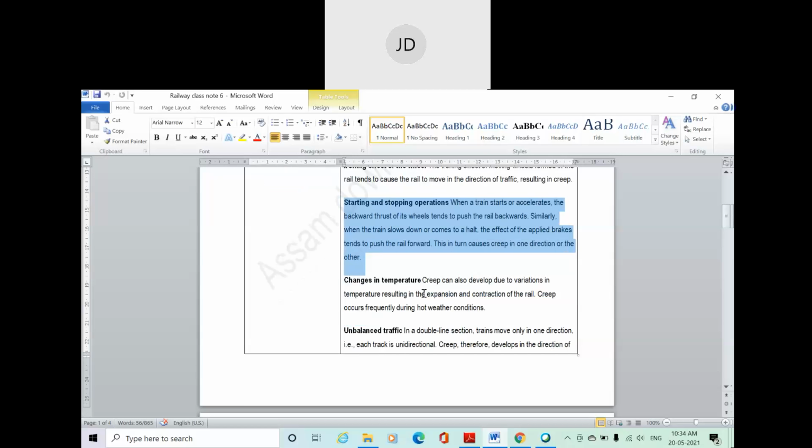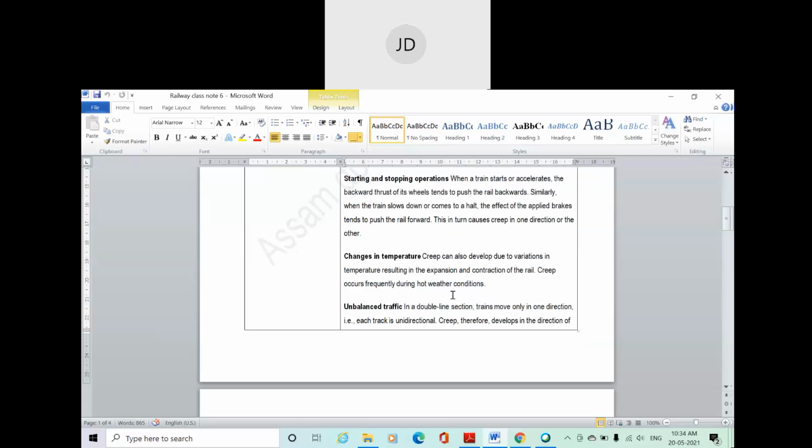Change in temperature we have just discussed: creep can also develop due to variation in temperature, resulting in the expansion and contraction of the rail. Creep occurs frequently during hot weather conditions. That means during hot weather there is a possibility of creep due to temperature variation.